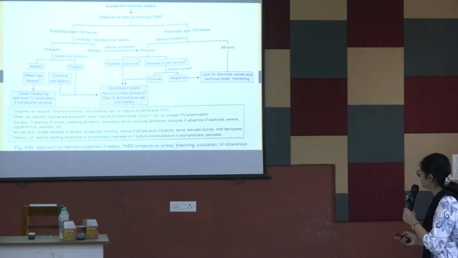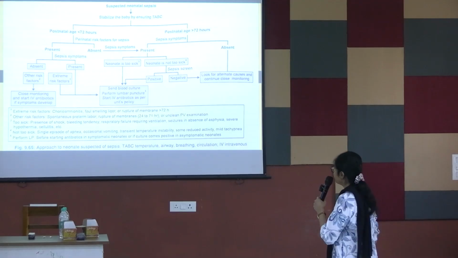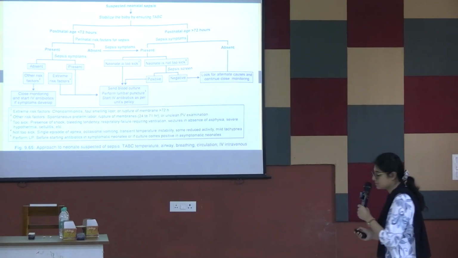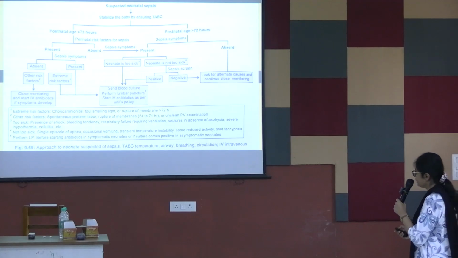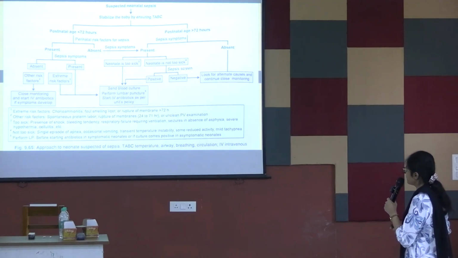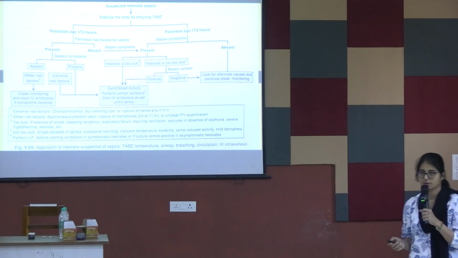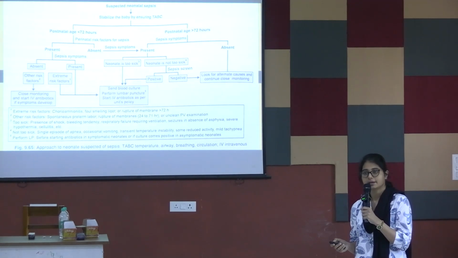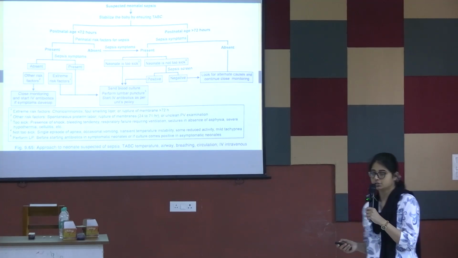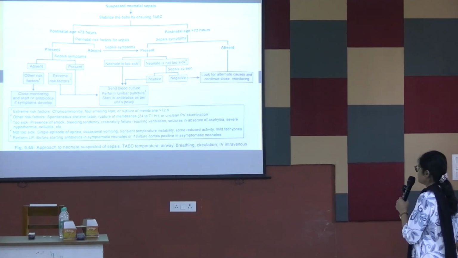This is also a flow chart taken from OPGHI textbook. Just follow the chart. The font is small, you won't be able to see it from the back, so just hear what I am saying. When you are suspecting neonatal sepsis, first you will have to stabilize the baby by ensuring TABC. What is TABC? Temperature, airway, breathing, circulation. First you stabilize it. Then you assess what is the postnatal age.